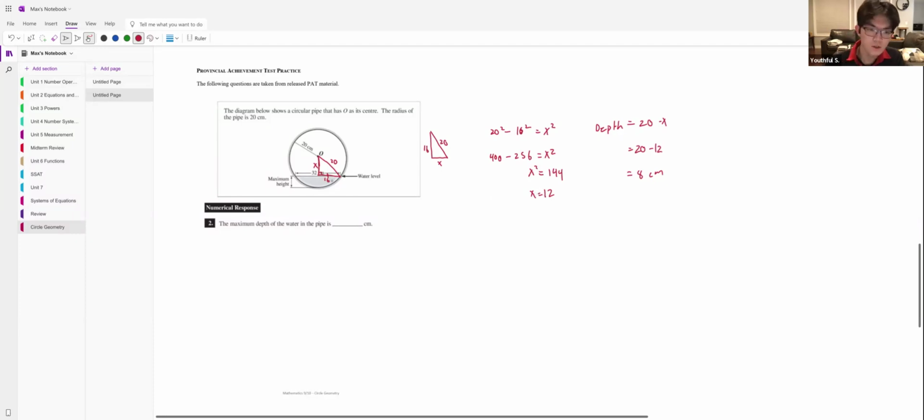So now it's asking us for the depth of the water here. So then we know that the radius is 20, so this entire length is then going to be 20, right? We know that x is equal to 12, so then the radius subtract x is going to give us this. So depth is equal to 20 subtract x, which is 20 subtract 12, and therefore 8 centimeters. Any questions?